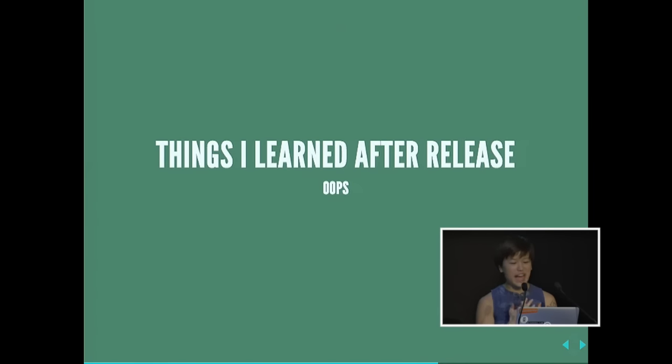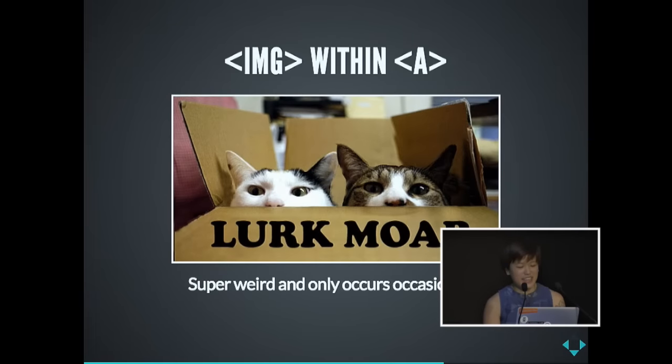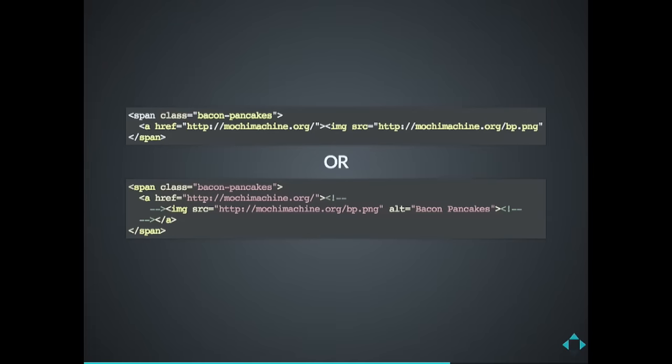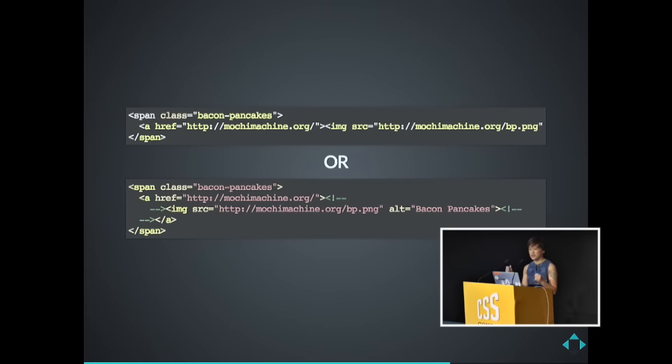All right, some things I learned after the release of my emails. This one is really weird. When you have an image tag and an anchor tag, something strange happens. Sometimes in a client, you'll see that there's this weird gray border around your image. And it happens so occasionally and so strangely that I don't even have an example of it, unfortunately. It turns out the reason for this is actually the white space in your HTML. And so you can actually just move the image tag to be in the same line as your anchor tag, or you can comment out the white space. And that removed that weird gray border.